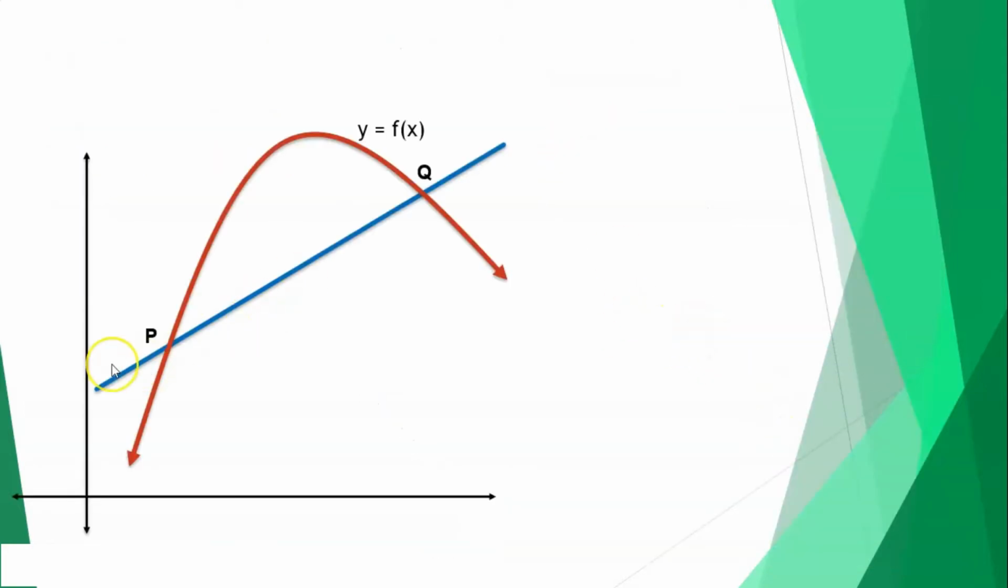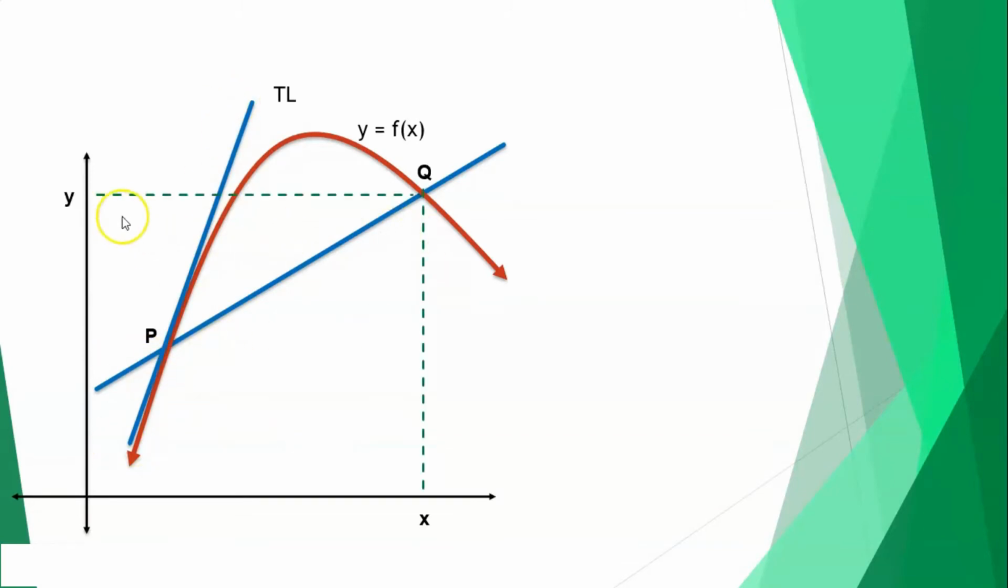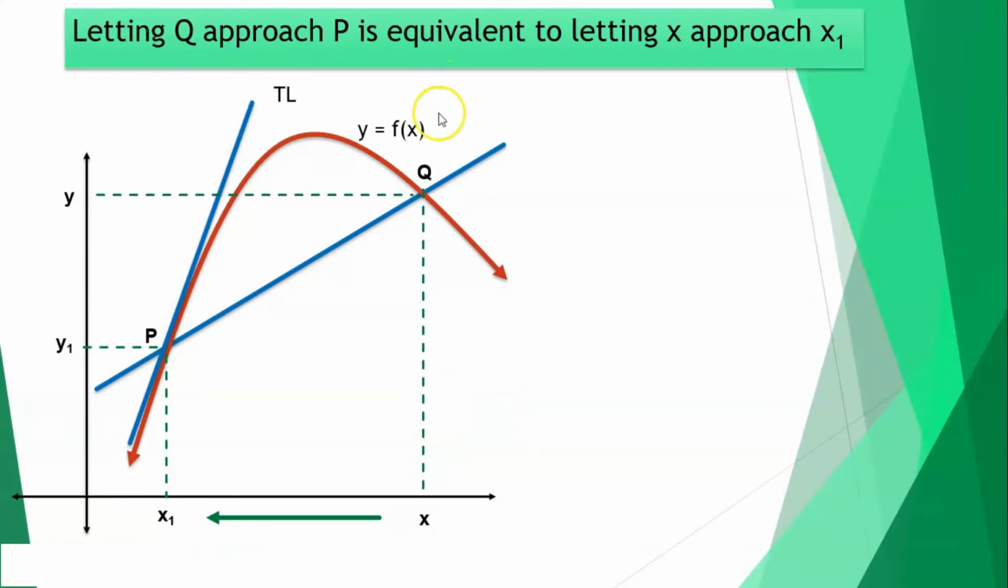Now, again, going back, we have here secant PQ, and we have here a tangent line at P. If the coordinates of Q here is x, y, and the coordinates of P here is x sub 1 and y sub 1, then letting Q approach P is the same thing as saying letting x approach x sub 1. So, take note, when you get the slope of PQ, it's just like getting the difference in y over the difference in x. So, slope of PQ is y minus y sub 1 over x minus x sub 1.